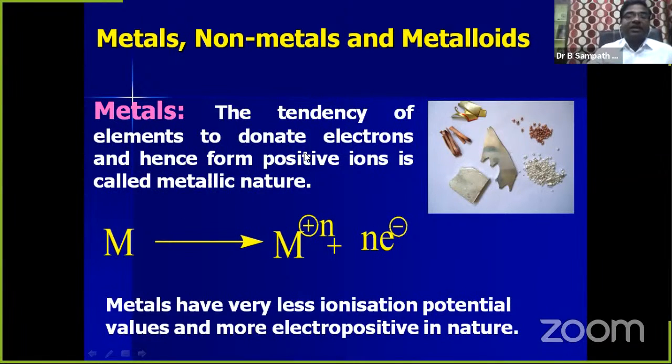Now let us see, after losing electrons, they convert into positive ions. See children, this is the equation. This is the metal, and after losing the electrons, it converted into a positive ion. So this is the metallic nature: the tendency of donation of electrons. Metals have very low ionization potential values and are more electropositive in nature. We can see this in the next session, children: what is ionization potential and electropositive nature.